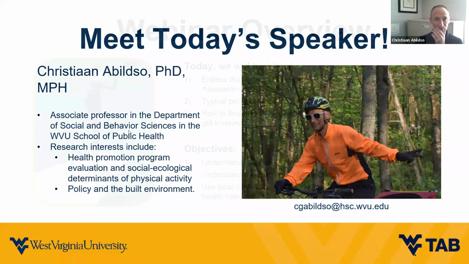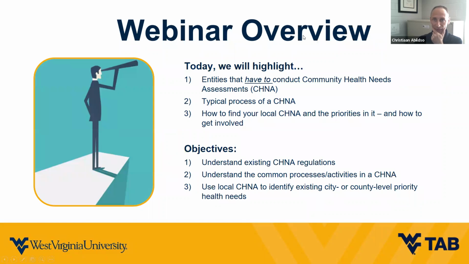All right, so here's what we will talk about today. We're going to talk about, obviously, Brownfield's assessment grant activities. I'm going to talk about assessment from the public health world. So 3 things that I'll highlight are what entities have to do what I'll call a CHNA throughout, sorry, I hate to use that acronym, but community health needs assessment. So we'll talk about which entities have to do that, a typical process of a health needs assessment. I think you'll see that it overlaps quite a bit with Brownfield's assessment and cleanup and how to get communities involved. And hopefully you'll see that.